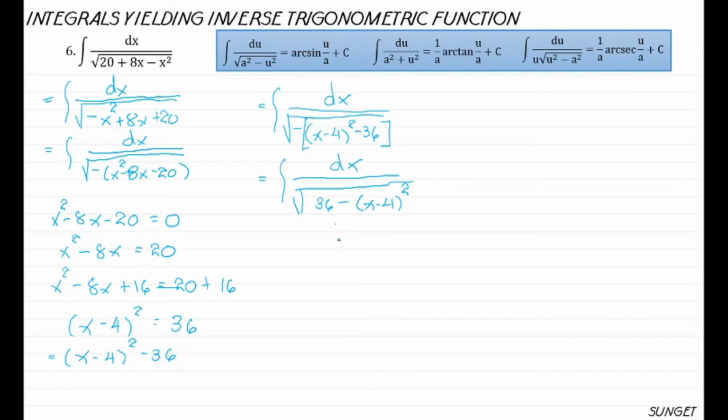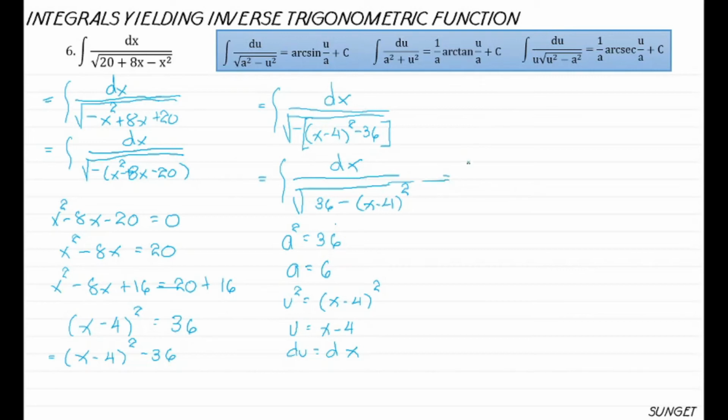So the next step is to solve for a and u. So a squared is equal to 36. Get the square root of both sides, so a is equal to 6. Then u squared is equal to x minus 4 squared. Get the square root of both sides, so u is equal to x minus 4. Differentiate, so du is equal to dx.